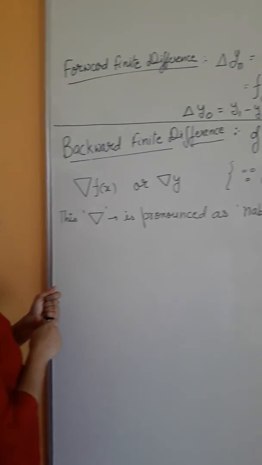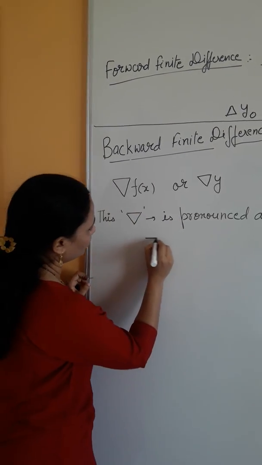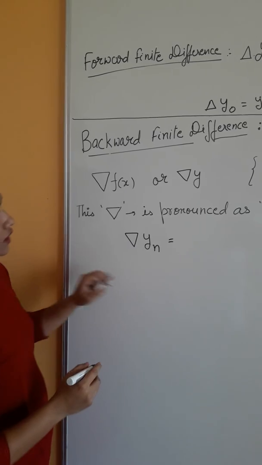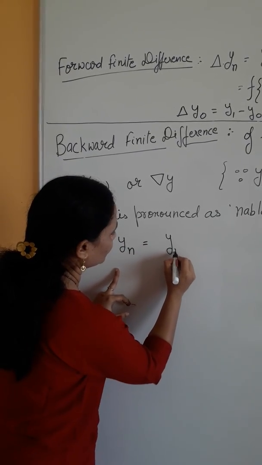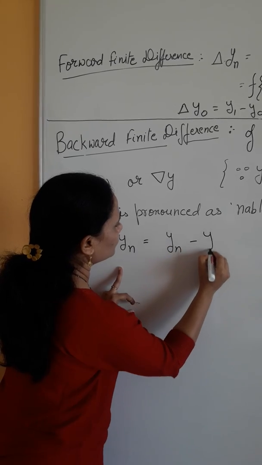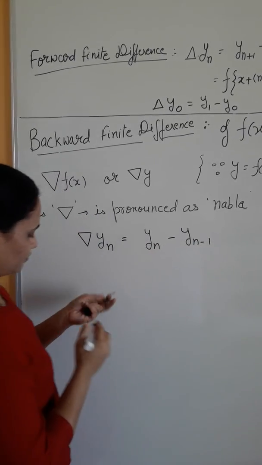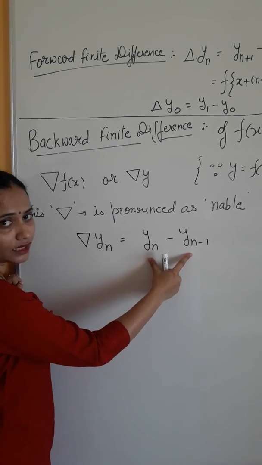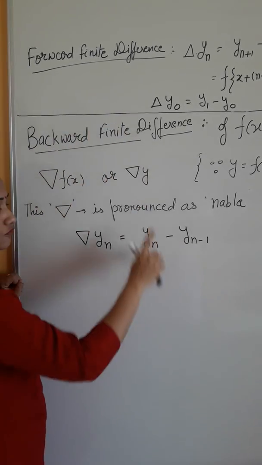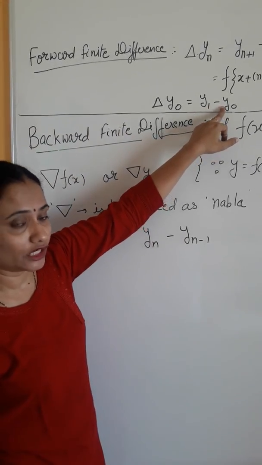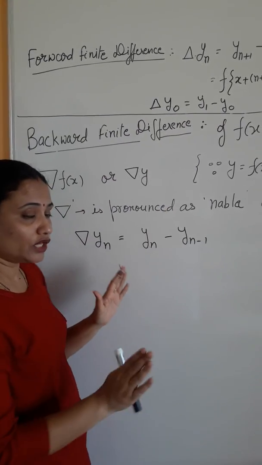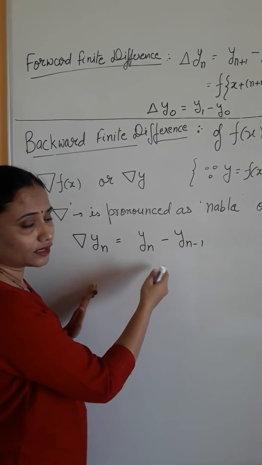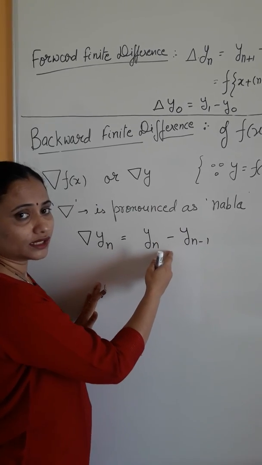So if we define this, what is the value of nabla f(x)? Nabla yn is equal to yn minus yn minus 1. So what we are doing is taking the difference of two consecutive values again. In forward difference also we were taking the difference of two consecutive values. Here also we are doing the same thing. So if you give a moment to think, what is the difference in computation? Exactly, eventually nothing. Whatever we are computing is the same.